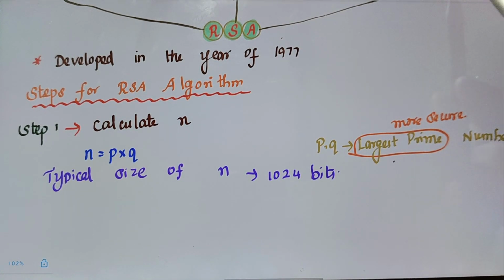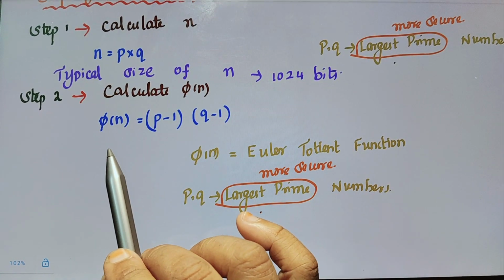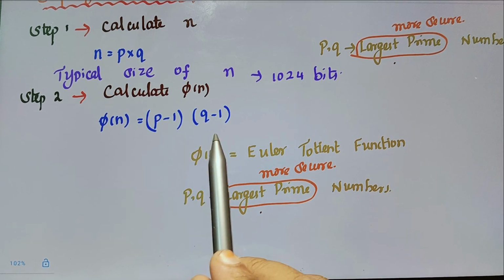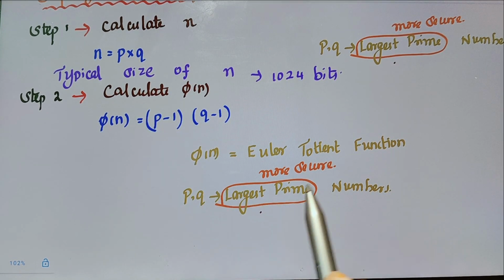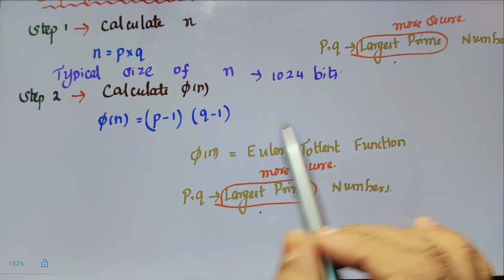Next is step 2. Calculate phi of n. Here phi of n is nothing but the Euler totient function. We already know p and q are large prime numbers. Phi of n equals (p minus 1) into (q minus 1). This is step 2.